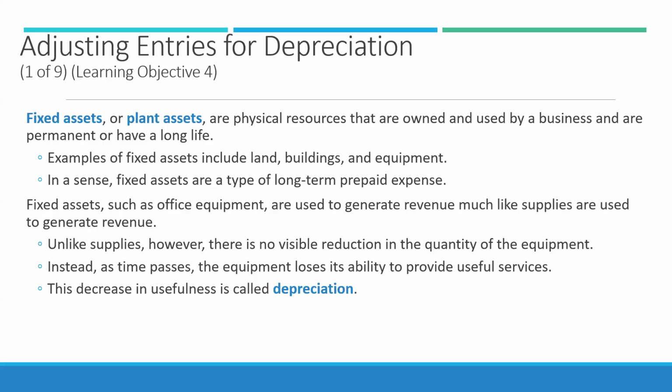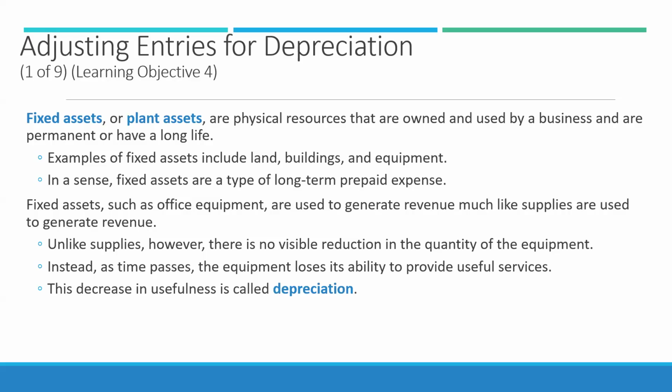Fixed assets, such as office equipment, are used to generate revenues, much like supplies are used to generate revenues. But unlike supplies, we don't see a visible reduction in the quantity of the equipment.